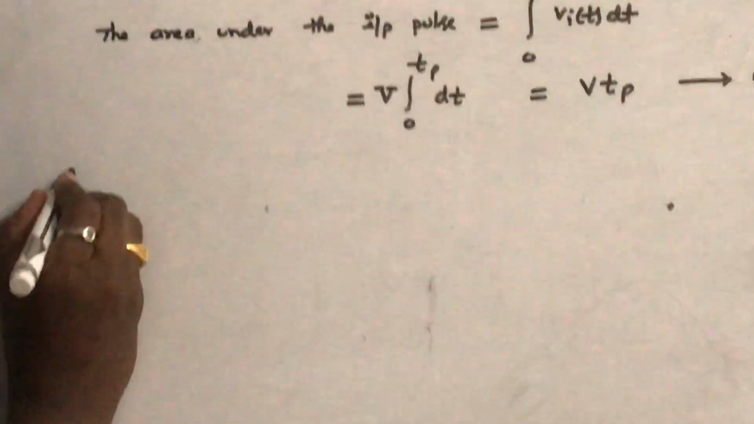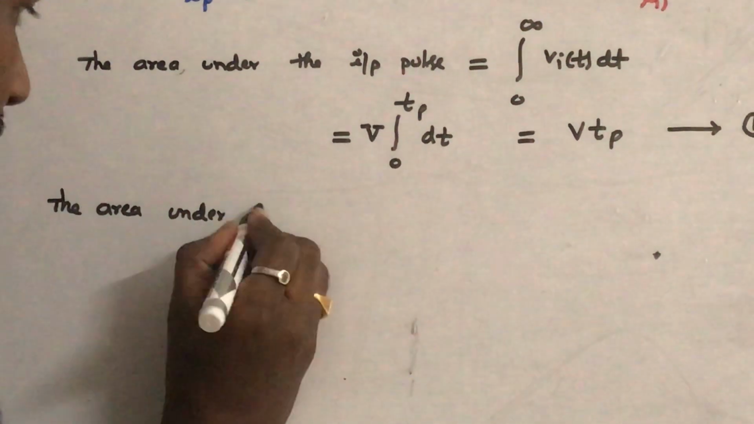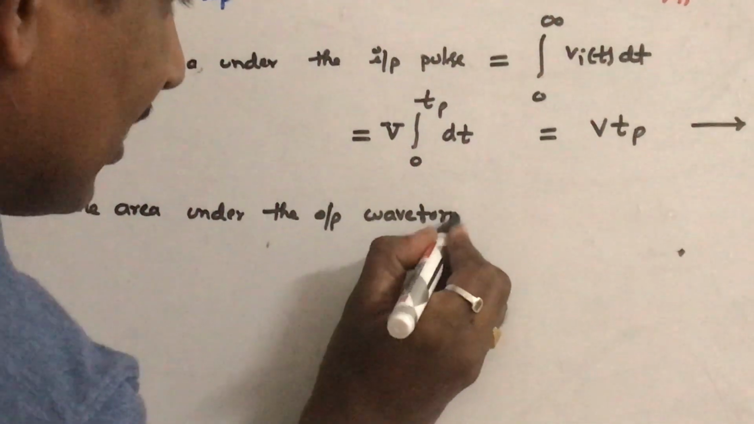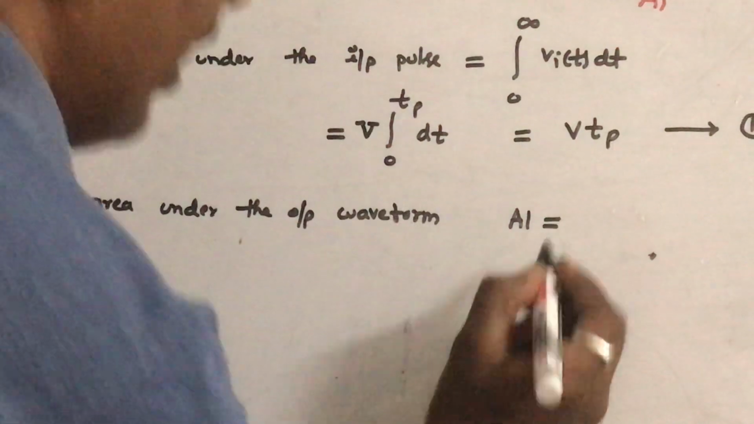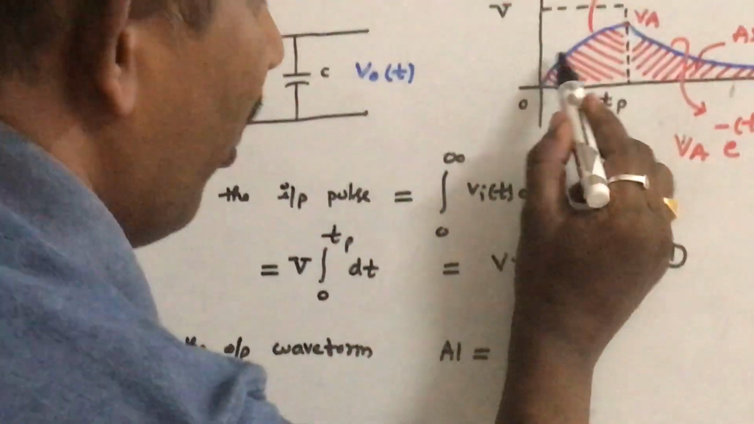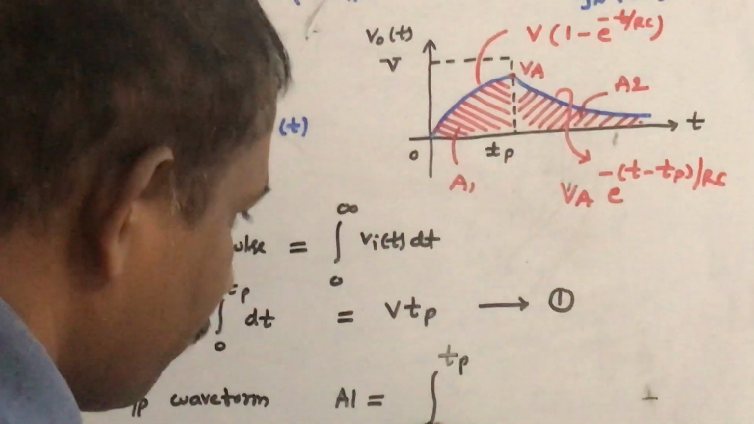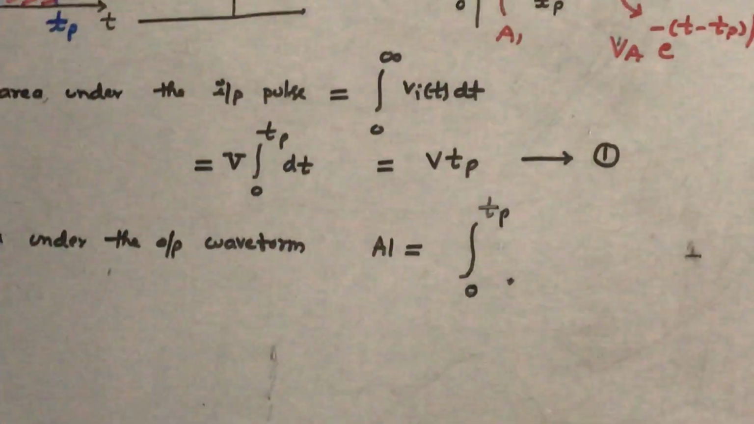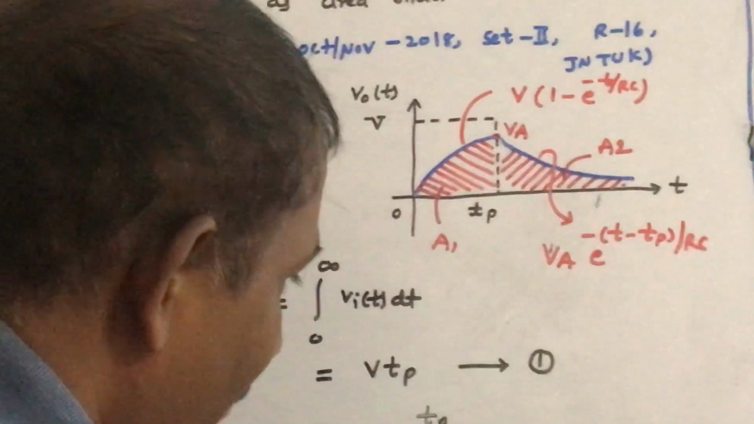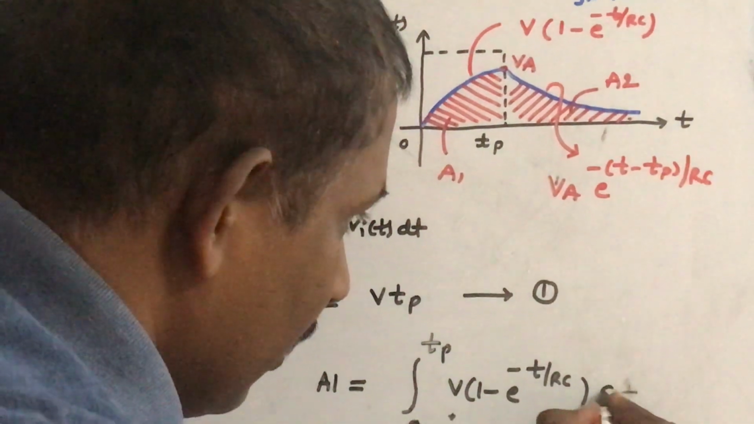Now the area under the output waveform, let us say A1. What is the area under the output waveform? You can clearly see this waveform is extending from 0 to Tp. What is the nature of this graph? It is V into 1 minus e power minus t by RC, into dt.